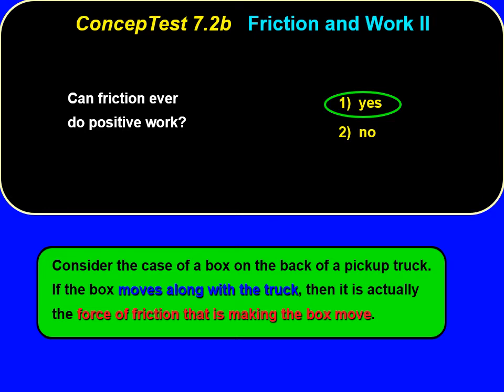Consider the case of a box on the back of a pickup truck. If the box moves along with the truck, and it's not pressing up against the sides of the pickup truck, but it's just the friction between the truck and the box that is carrying it along, then yes, the force of friction is doing positive work on the box. So if something is sliding across the surface, then friction is always going to be doing negative work. But that doesn't mean that static friction, or even kinetic friction, can't cause something to move along in the direction of the displacement. It's just that the surface itself would have to be moving.